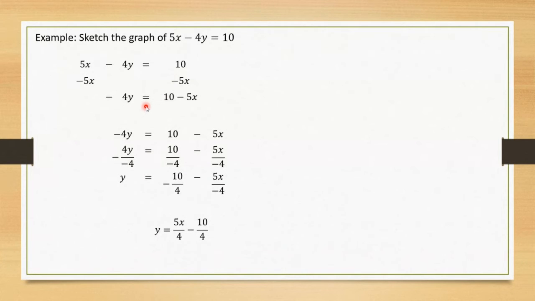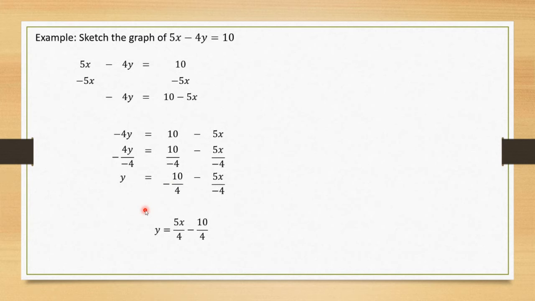Now we're not quite there yet because we want to get y in terms of x. Really, we don't have to, since we want to find two different points on the line. But from here, we can divide both sides by -4, and we get y is equal to -10/4 minus 5x over -4, same thing. The negative becomes a positive, and so we get -10/4 plus 5x/4. I just wrote it this way. So now it's in the form y = mx + b.